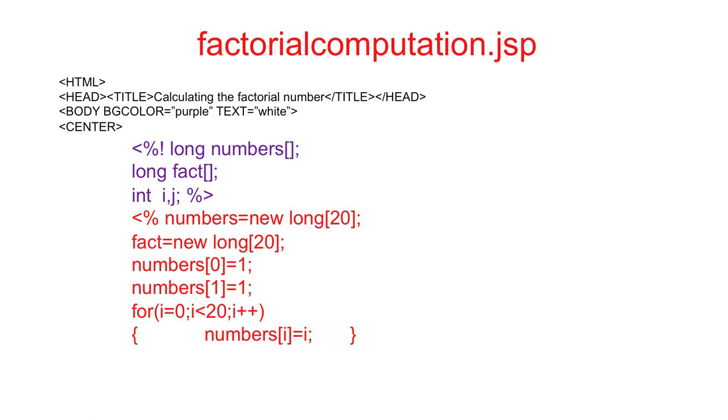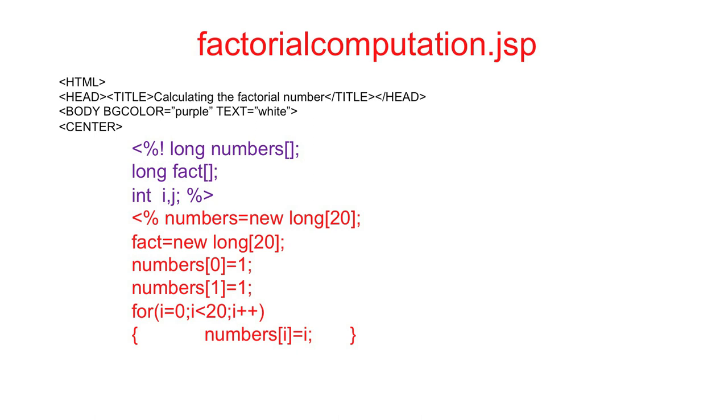This category is percentage, simply less than sign and percentage sign. So this is the processing statement. So here we will write the rest of the program, numbers equals to new long 20, factor equals to new long 20. So we have mentioned here two different, one is numbers variable and second one is the factorial variable. So in number array we will pass the value 0 to 19, this is the array of 20, and then see the another variable, that is long variable, that is fact variable.